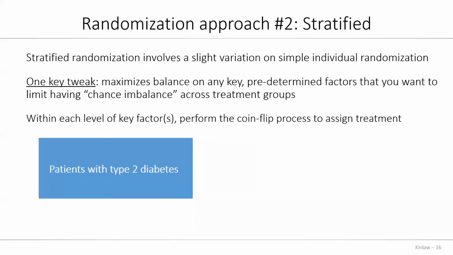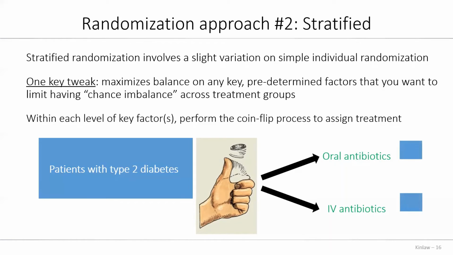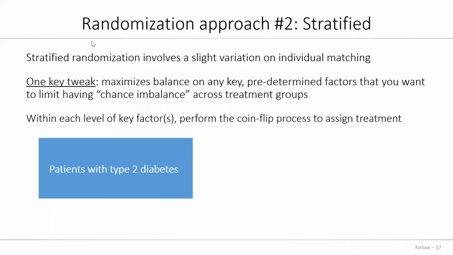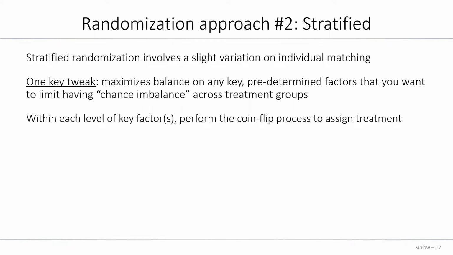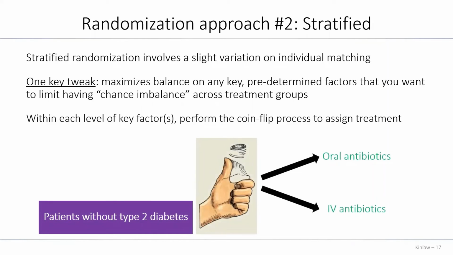Subsequently, we defined during the baseline period all the patients with type 2 diabetes, and then we perform the coin flipping procedure on them to allocate those patients toward oral or IV antibiotics. Then we can do something similar with the patients without type 2 diabetes. We can identify them to receive either oral or IV antibiotics. We'll flip the coin and assign them just as we would have otherwise.